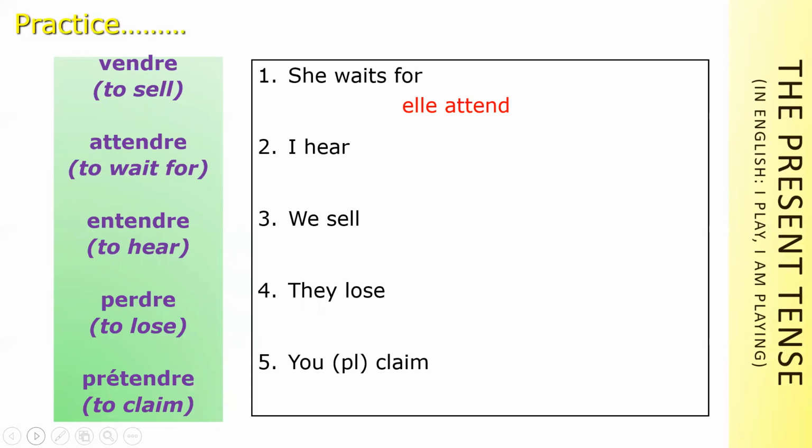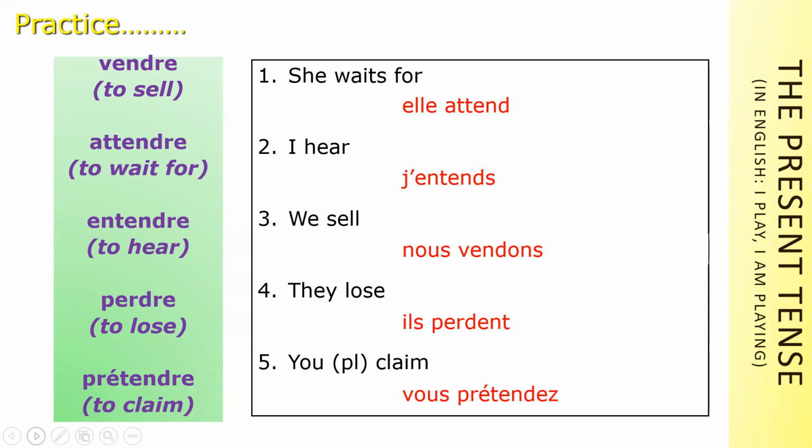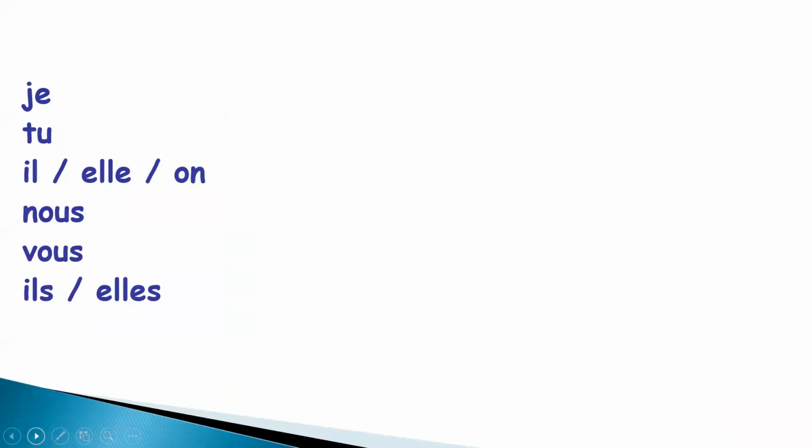Okay, she waits for, elle attend. I hear, j'entends. We sell, nous vendons. They lose, ils perdent. And you claim, vous prétendez. Ça va? How did you do? Ça va bien, j'espère. I hope you did well.